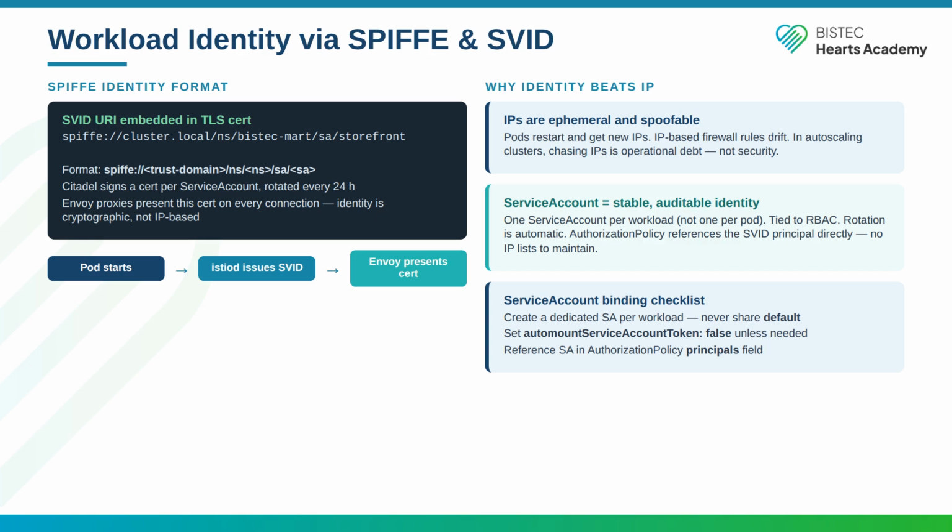The flow is: pod starts, Istio issues SVID, Envoy presents that certificate on every outbound connection. The receiving Envoy extracts the principal from the cert and passes it to AuthorizationPolicy for evaluation. Two practices follow from this: create a dedicated service account for every microservice and never share the default service account. And disable auto-mounting of the service account token where it isn't required. It reduces the blast radius if a pod is compromised.